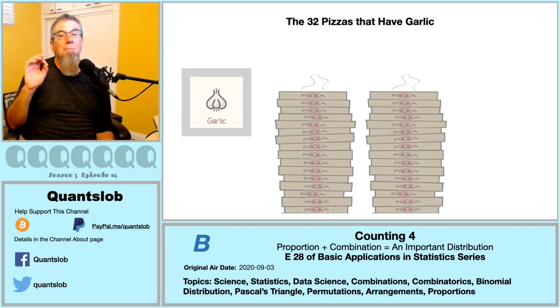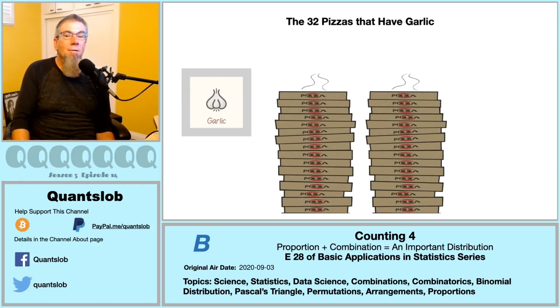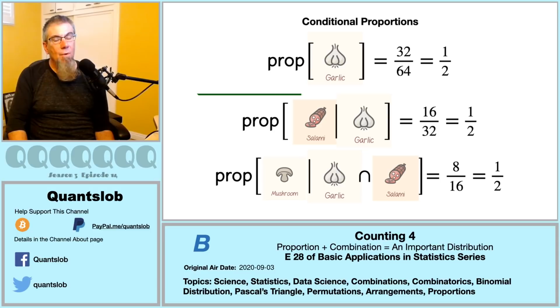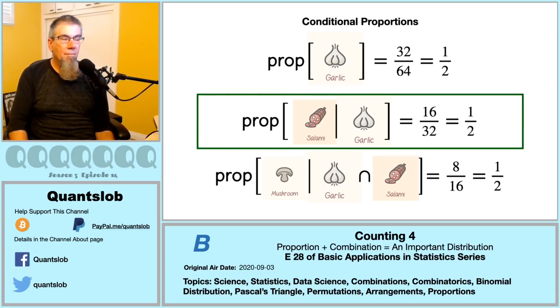Gets better. Suppose we set aside all the 32 pizzas with garlic and someone were to ask what proportion of these have salami. Well, it turns out the answer is the same, 1/2. That is, of our 32 pizzas with garlic, 16 also have salami. Or said another way, given that a pizza has garlic, the proportion with salami is 1/2.